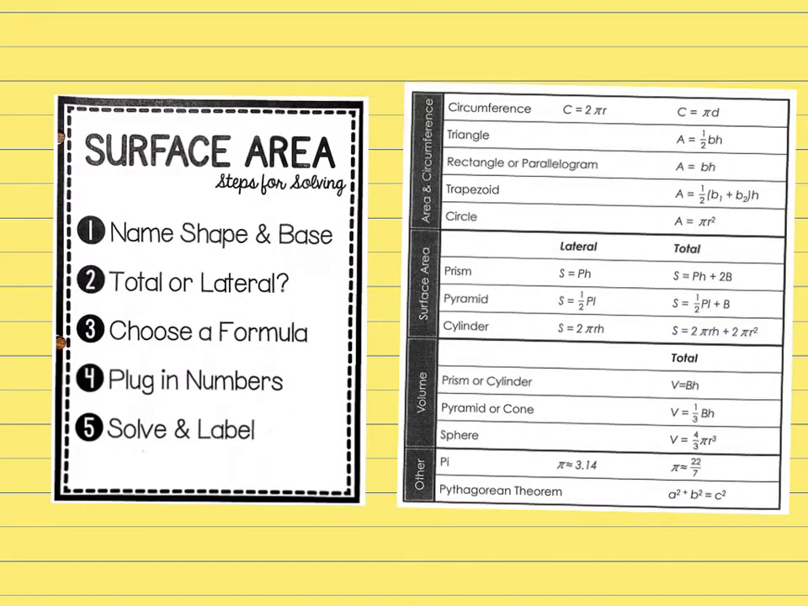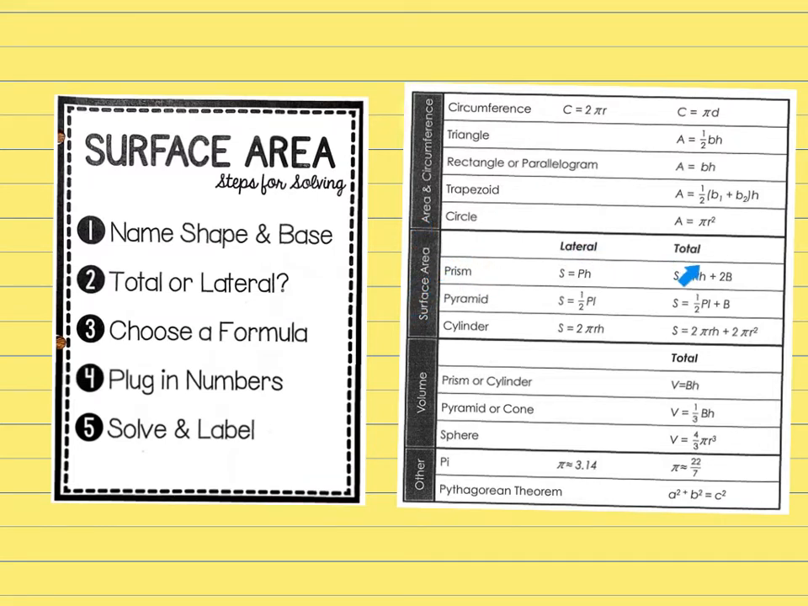This page has 2 things we want to talk about. There's the steps for solving for surface area. We'll go through these 5 steps when we get an actual problem. Then this formula chart was at the beginning of your unit if you're in my class. And we're going to look at surface area of specifically prisms today.